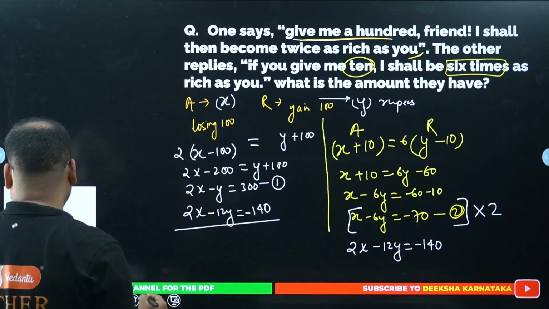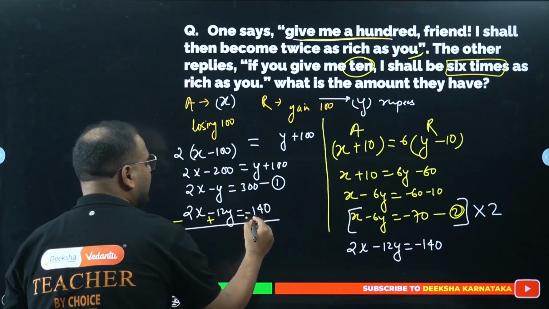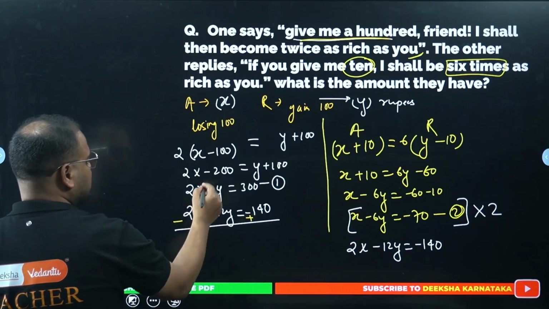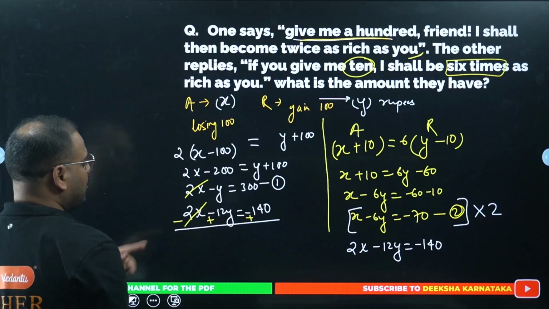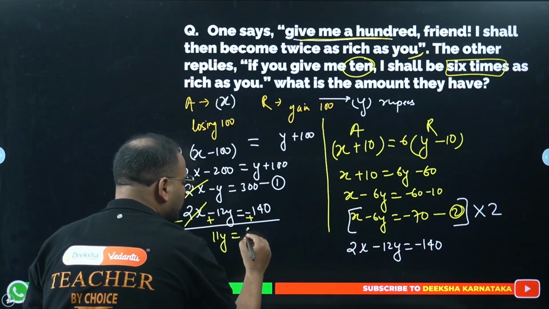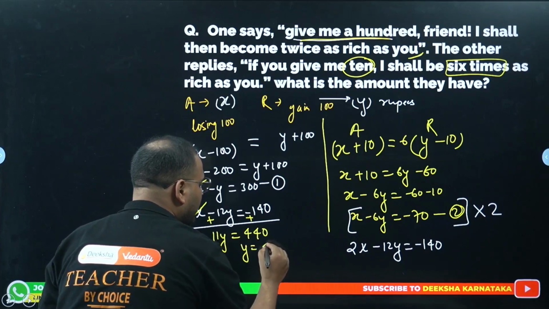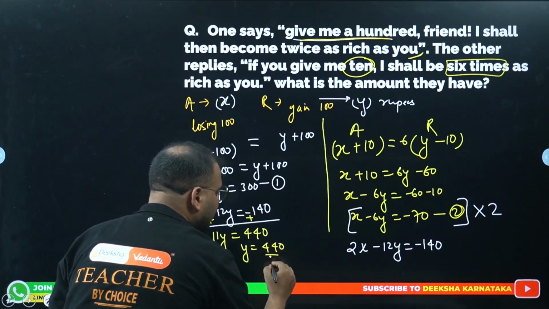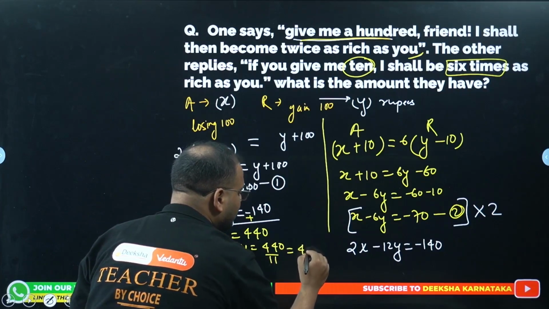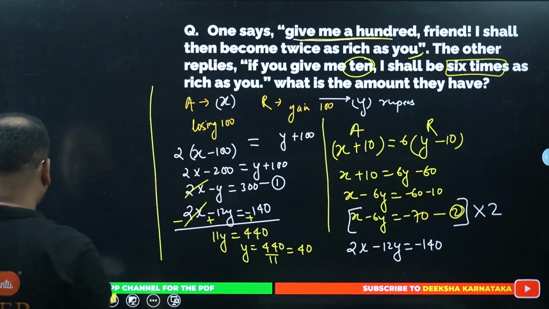Subtraction. If you do subtraction, the signs change: minus becomes plus and plus becomes minus. So 2x and 2x are gone. What is this going to be? 11y equal to 440. So y equals 440 by 11, which is equal to 40 rupees. Means all this is for 40 rupees. What does Rutu have?